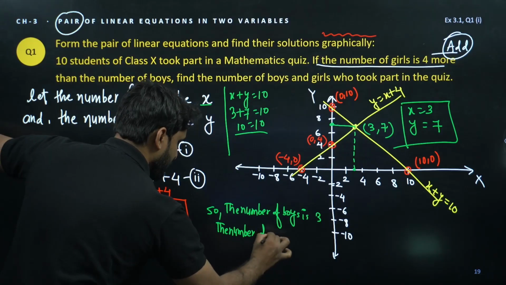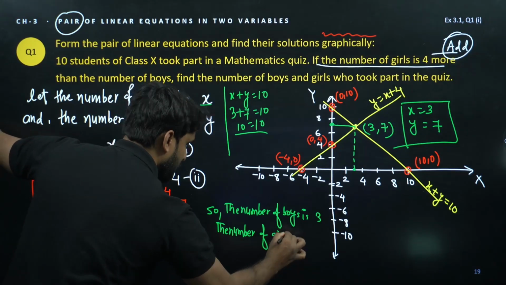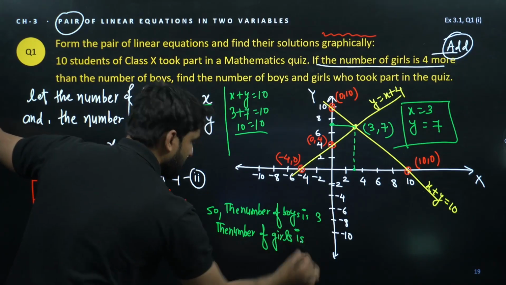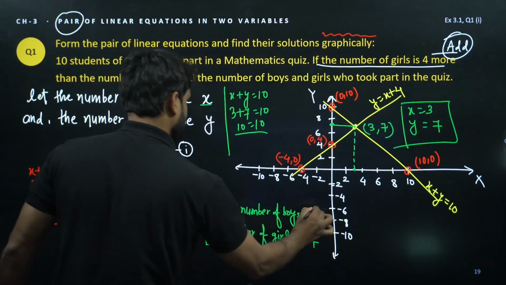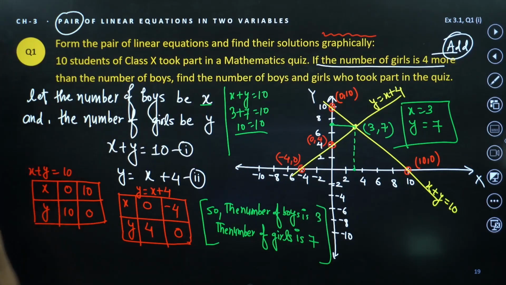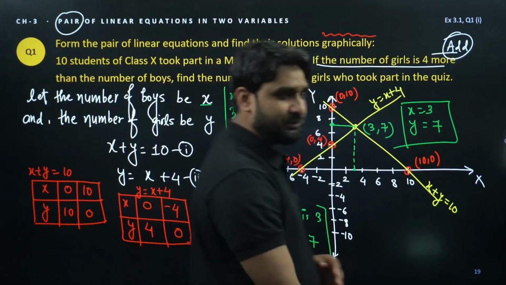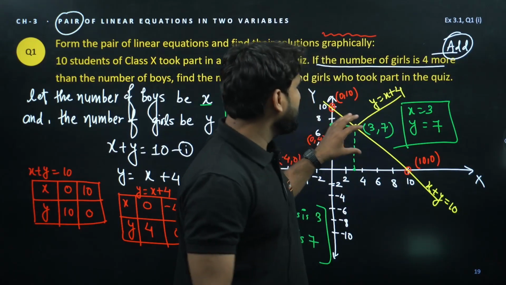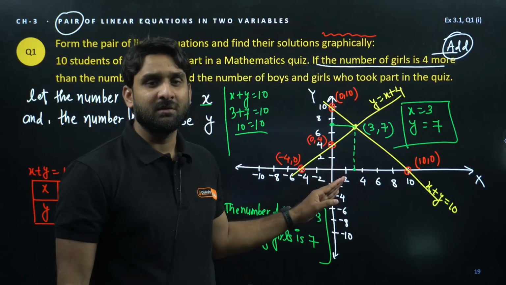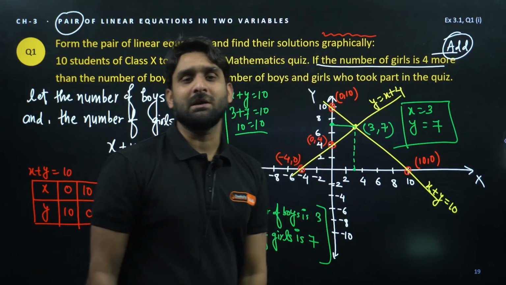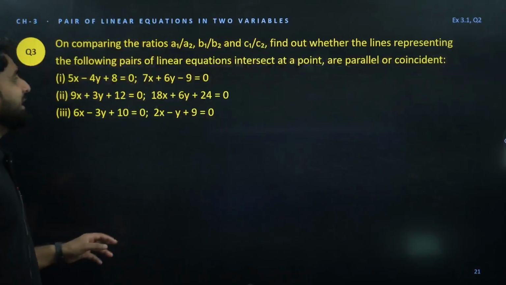The number of what? Girls. What is the number of girls? 7. So this is the answer. This is your final answer. I hope this question is clear to you, everyone. If you draw the graph carefully, correctly, neat and clean, my dear, the answer will automatically reflect there. Don't worry. Moving ahead.